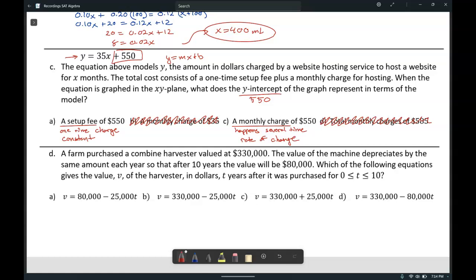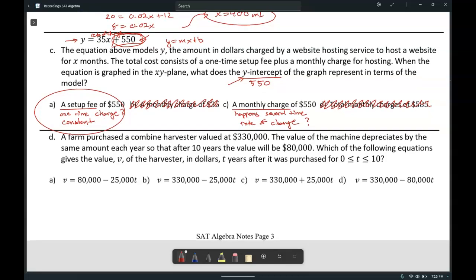And so when we look at our equation with the 550, and we know that it's a y-intercept, we want to think about, is the y-intercept a one-time charge or a constant, or is it a rate of change? Well, up here, the rate of change is 35, not 550. 550 is a constant. So it makes the most sense that answer option A is going to be the meaning of the 550 within our equation.